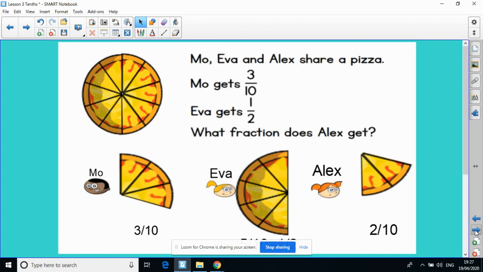Now, Mo, Eva, Alex share a pizza, but they don't want to share it equally. Mo is going to get 3/10. 1, 2, 3. Eva wants to get a half. A half is the same as 1, 2, 3, 4, 5/10. A whole one is 10/10. Half is 5/10. So Eva gets 5/10. That leaves Alex with 2 pieces, 2/10 of the pizza.